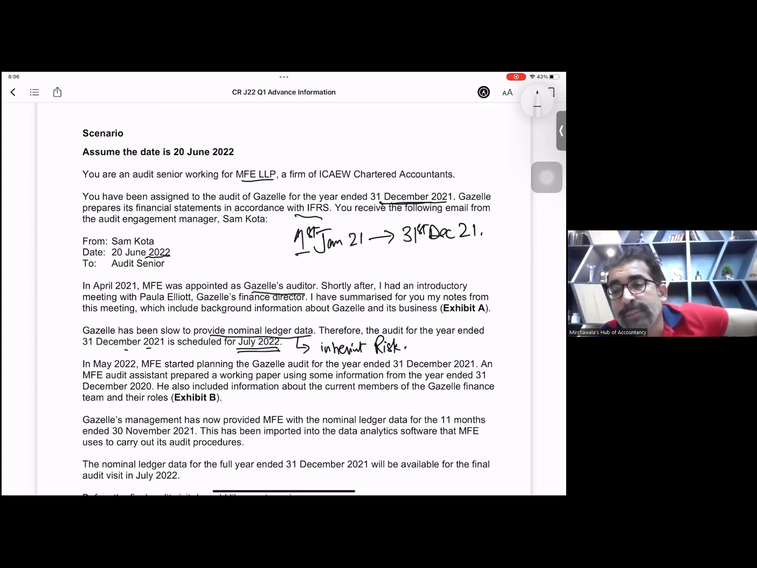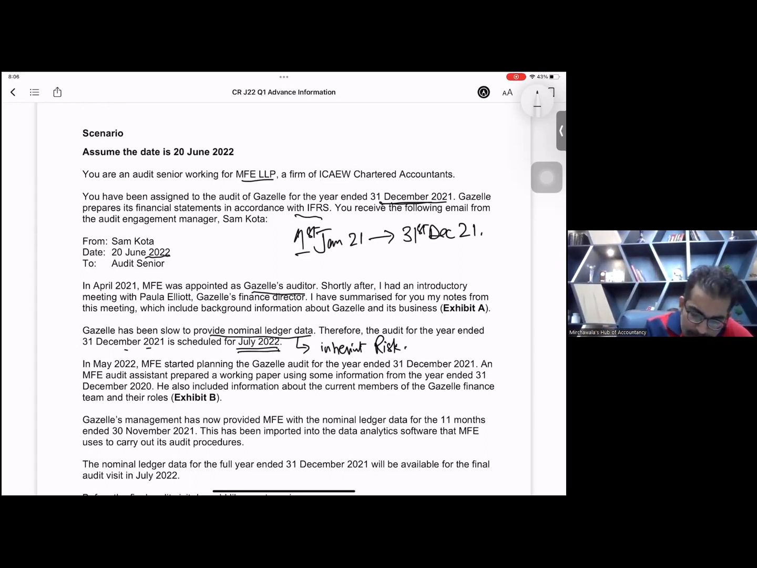For example, there are some estimations which your client did for the year ended 31st December 2021. And now, after the year end, you have the actual data. So you can verify their estimation skills as well. So this is good news as well.